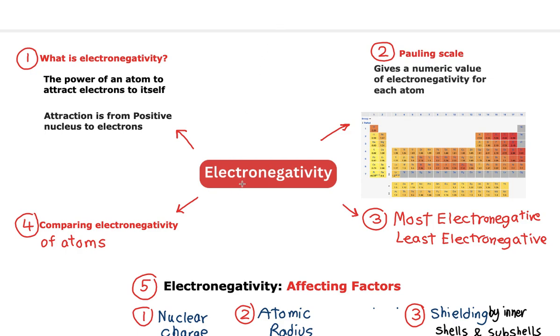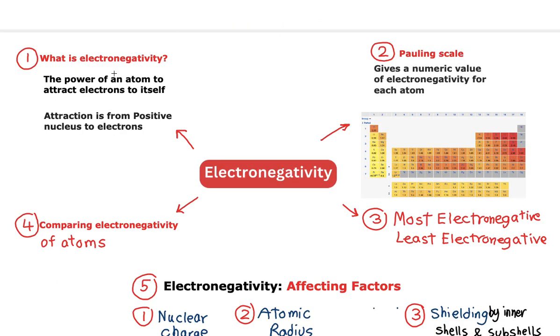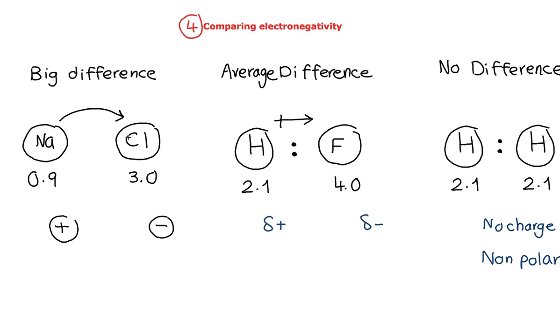Comparing the electronegativity of different atoms, like when I have a big difference between two atoms in electronegativity: sodium has 0.9, chlorine has 3.0. It will attract the electron to itself too much. The definition again is the power to attract electrons to itself. So chlorine attracts the electrons so much to itself that it will change into an ionic bond. So this one has taken the electrons forever to itself, and this one will lose the electron.